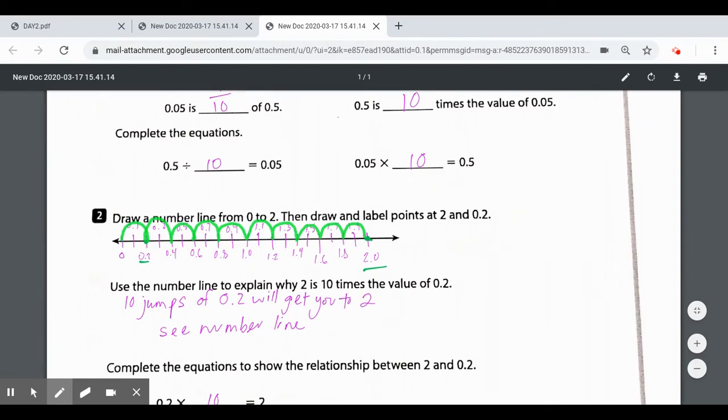So if I count the number of jumps that I made, starting here, I've got 1, 2, 3, 4, 5, 6, 7, 8, 9, 10. And so I do have 10 jumps of 2/10, and that is going to get me to the whole number 2, because 10 times 2/10, or 2/10 times 10, is equal to 2.